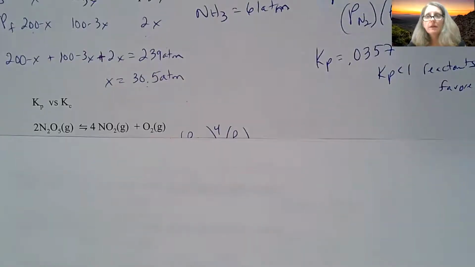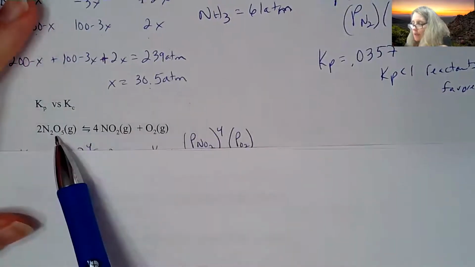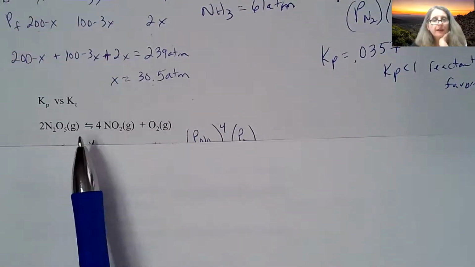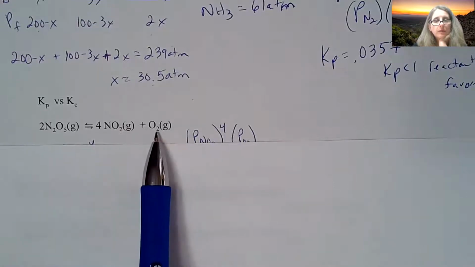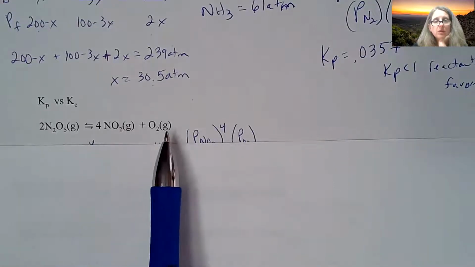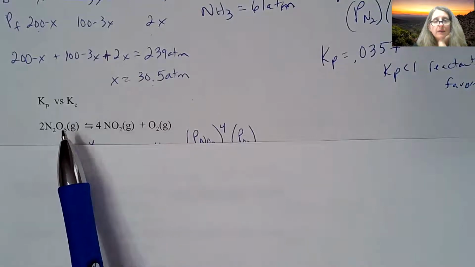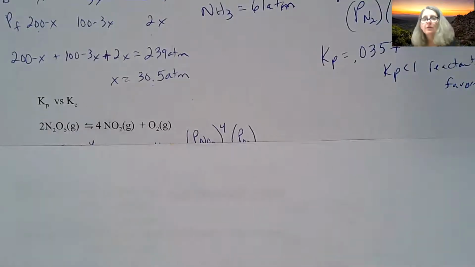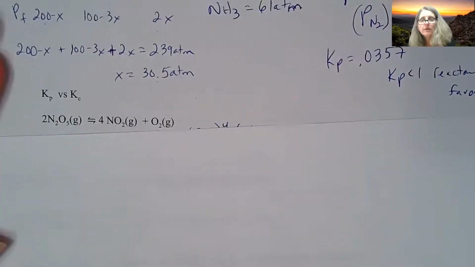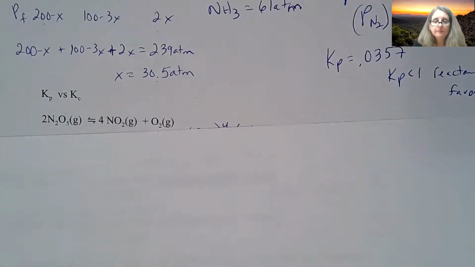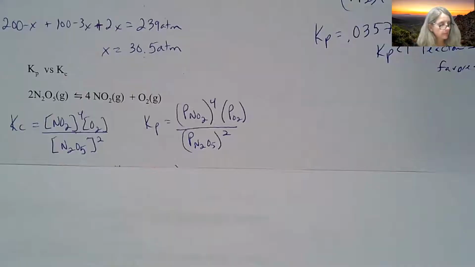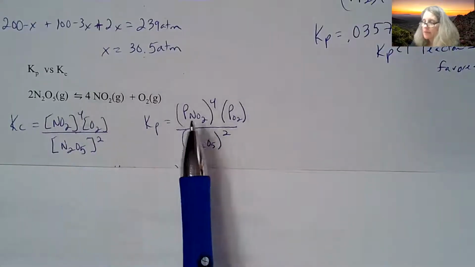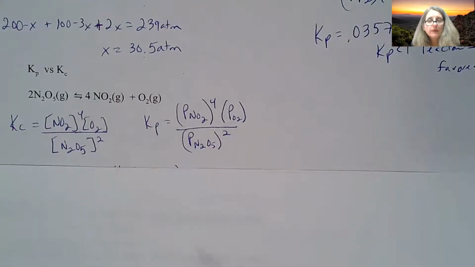Continuing the discussion on Ks, we have this equilibrium of 2N2O5 goes to 4NO2 and O2, and recognize that these are all gases. So take a moment and see if you can write the Kp and then the Kc expression for this reaction. So here's the Kc and here's the Kp for that reaction.